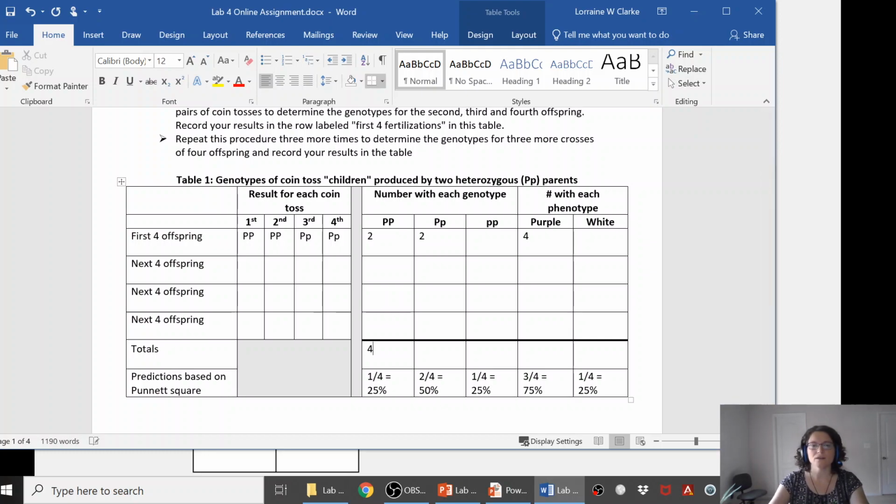What you're expecting is that 4 of them will be big P, big P. 8 of them will be big P, little p. And 4 of them will be little p, little p. And you're expecting 12 to 4 ratio. You may or may not get that.